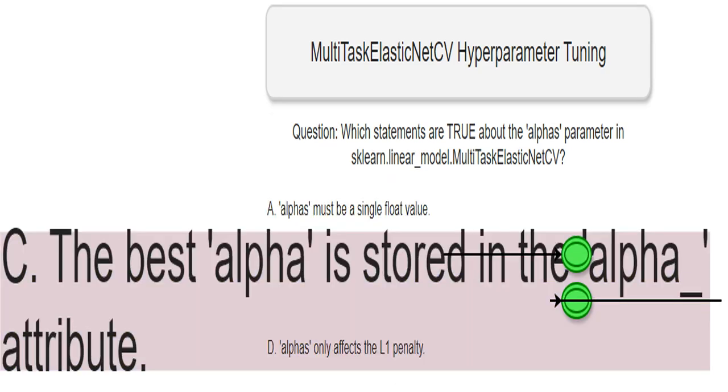This is another true statement. Once the model completes its cross-validation process and selects the best alpha, it conveniently stores that optimal value in the alpha_ attribute. You can readily access it after model training is complete. It makes accessing the best hyperparameter very easy.